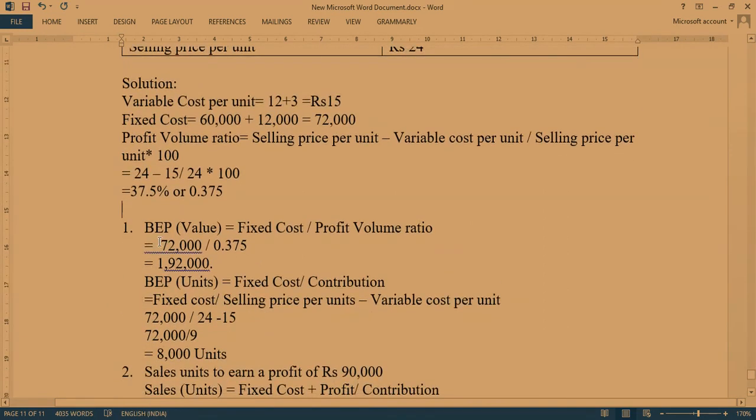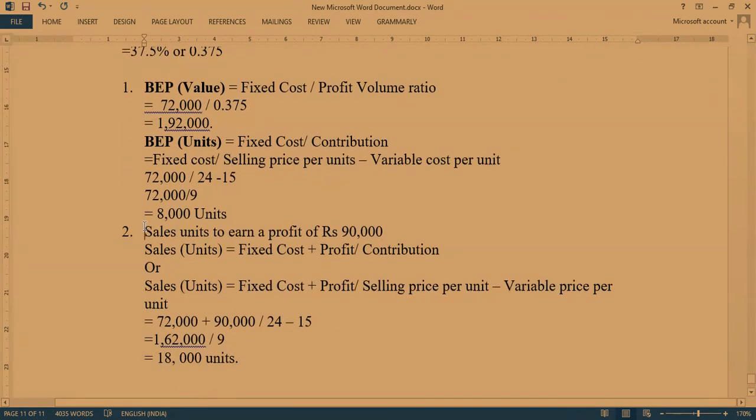Now we'll be focusing on the BEP value, which I'll put in bold. Again, the BEP value and BEP unit. With the help of available information we find the BEP value, which equals the fixed cost divided by profit volume ratio. The fixed cost is 72,000, profit volume ratio is 0.35. Again, BEP, break even unit equals fixed cost divided by contribution. We can also write it as fixed cost divided by selling price per unit minus variable cost per unit. The same thing, 72,000 divided by 24 minus 15, we get around 8,000 units.